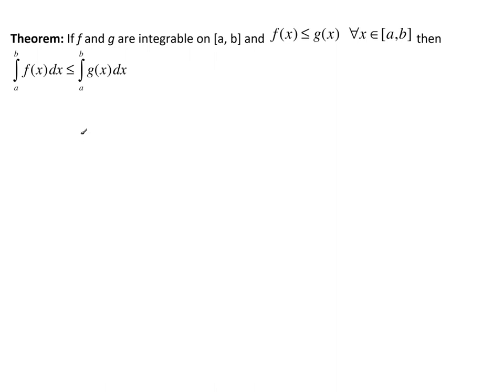Well, here's another theorem, and it should kind of make sense. If f and g are both integrable on a to b, and f of x is less than or equal to g of x for all x on a to b, then the integral from a to b of f of x dx is less than or equal to the integral from a to b of g of x dx.